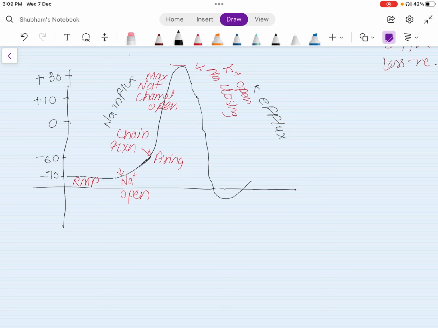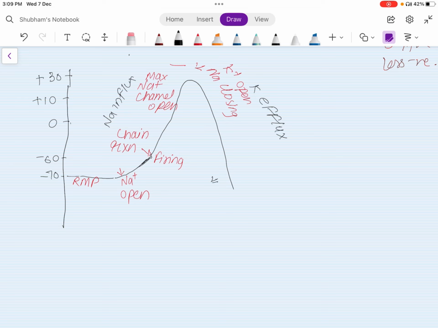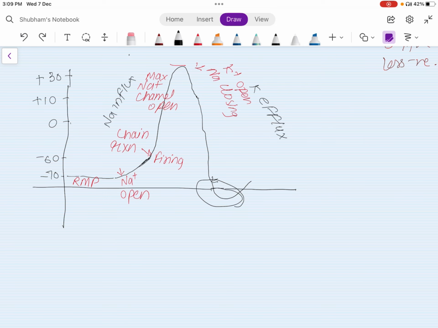Okay, and at this point, what happened? This phase is this part. This is hyperpolarization. At this part there is hyperpolarization, more potassium efflux. Okay, so what do we call this phase?